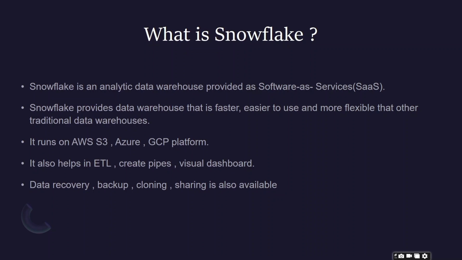It runs on the AWS S3, Azure, and GCP platforms, so we can load the data. Snowflake runs on the Amazon S3 bucket, the simple storage service, as you must know, and on Microsoft Azure and the Google Cloud Platform. Suppose one company is using AWS as their cloud storage and wants to load the data from AWS to Snowflake. Snowflake provides these three platforms to connect, so we can load data into Snowflake from AWS S3, Azure, and GCP.